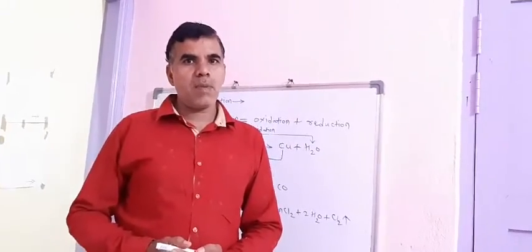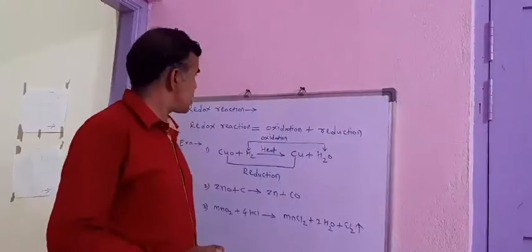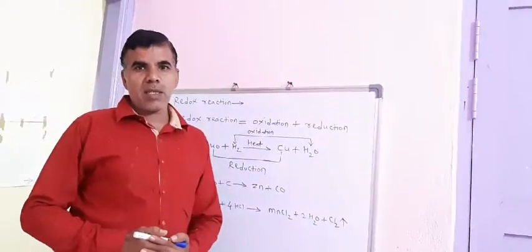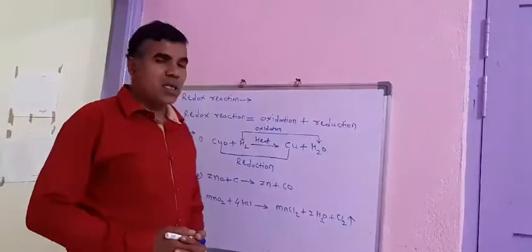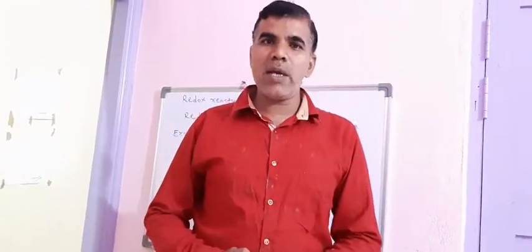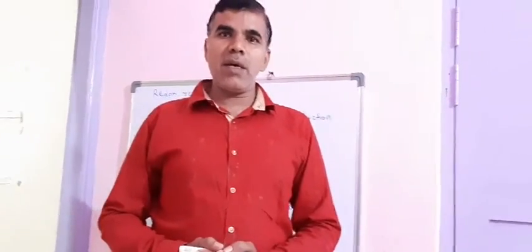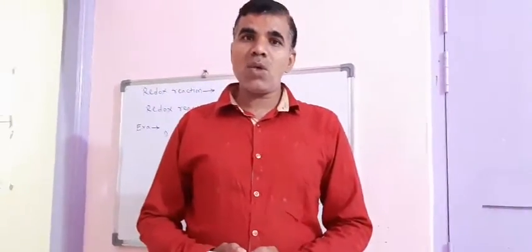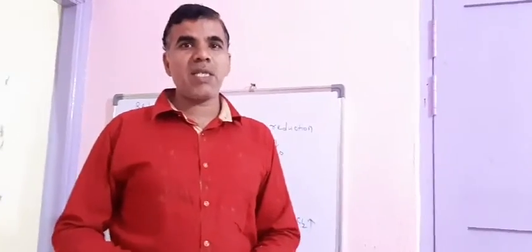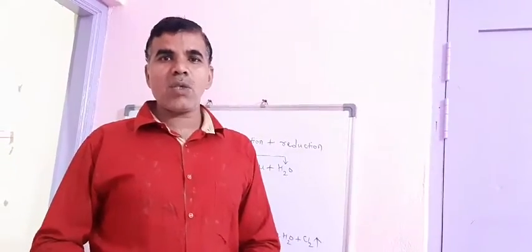Dear student, today we have to start the next reaction, that is the redox reaction. In a redox reaction, when oxidation and reduction take place simultaneously, then this reaction is called a redox reaction. In the previous period, we studied oxidation and reduction. But when oxidation and reduction take place simultaneously, such reactions are said to be redox reactions.